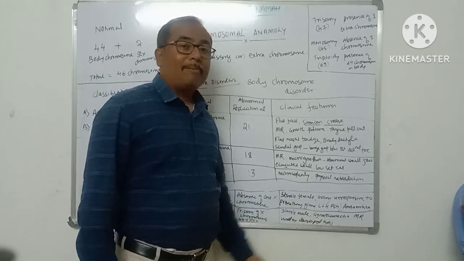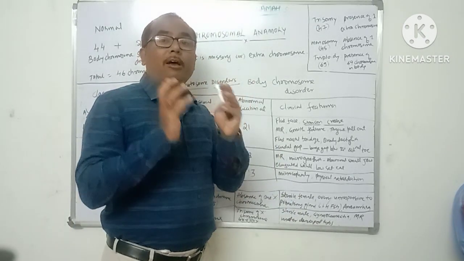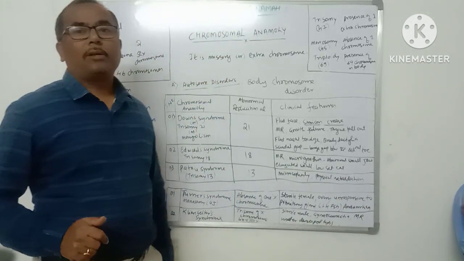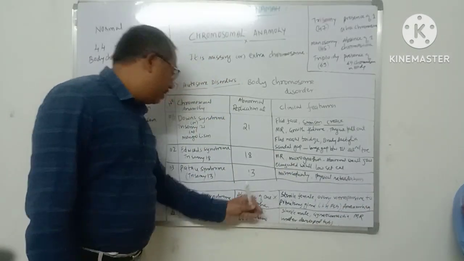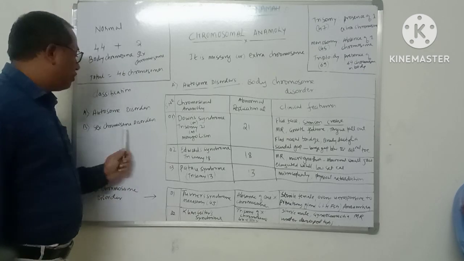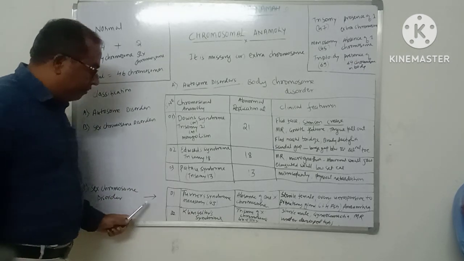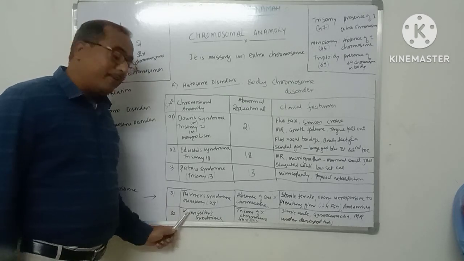There will be microcephaly. Microcephaly means an abnormally small brain. And physical retardation: there is no proper growth of the body. That is physical retardation. Now let us discuss the sex chromosome disorders. Mainly we will discuss Turner syndrome and Klinefelter syndrome.